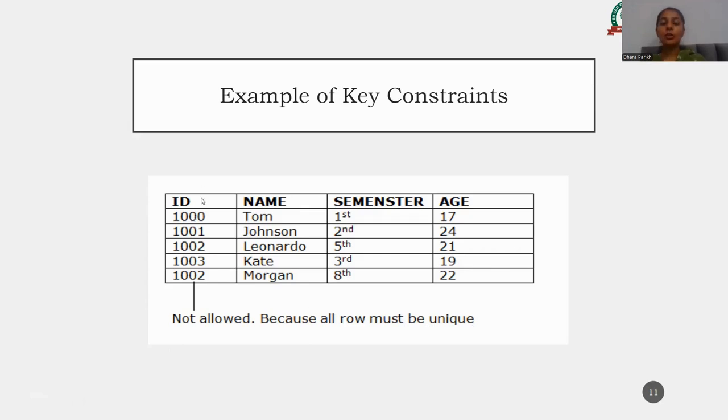Based on the key constraint, we know the primary key has to be unique across the respective data. Here the name, semester and age are all fine, but 1002 is repeated in two rows for the particular primary key. That's why it is not allowed. So this is an example of the key constraint.